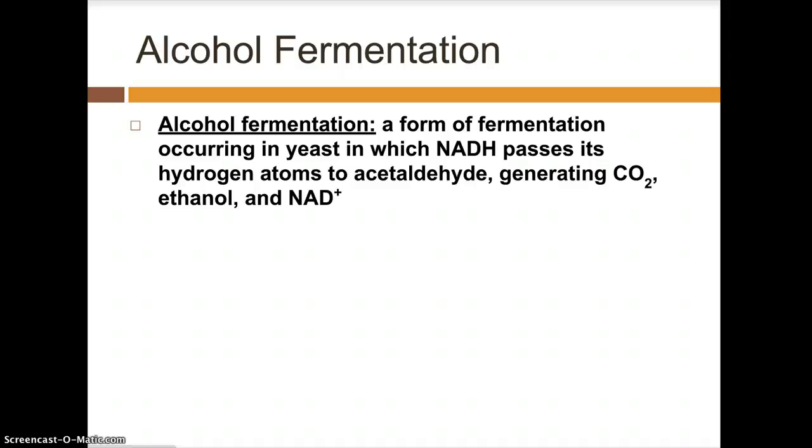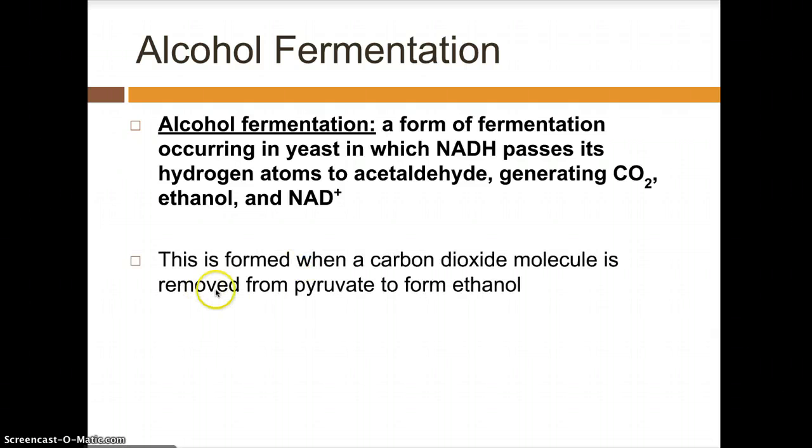Alcohol fermentation is obviously producing alcohol or ethanol, and the way we do that is it occurs in a yeast organism. Okay, and NADH passes its hydrogen atoms to acetaldehyde. Okay, and acetaldehyde is sort of an intermediate in terms of alcohol formation, and it's generating carbon dioxide, ethanol, and NAD positive. Okay, this is formed when a carbon dioxide molecule is removed from a pyruvate to form ethanol.